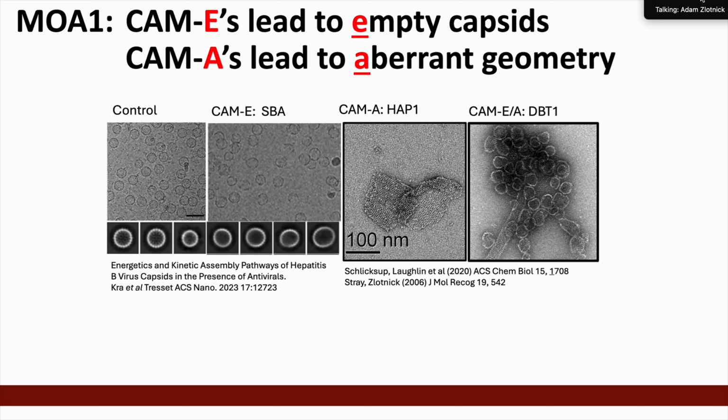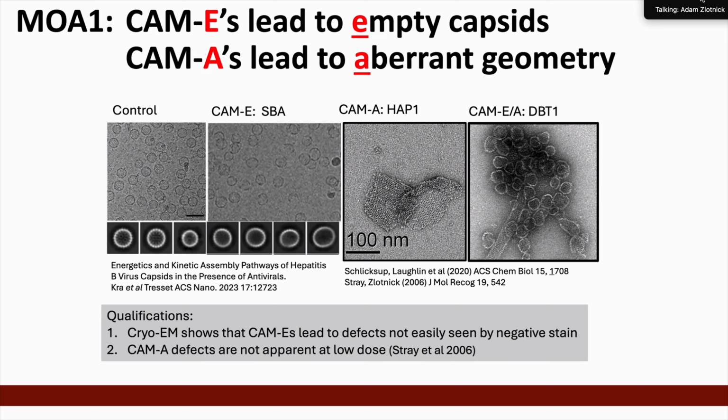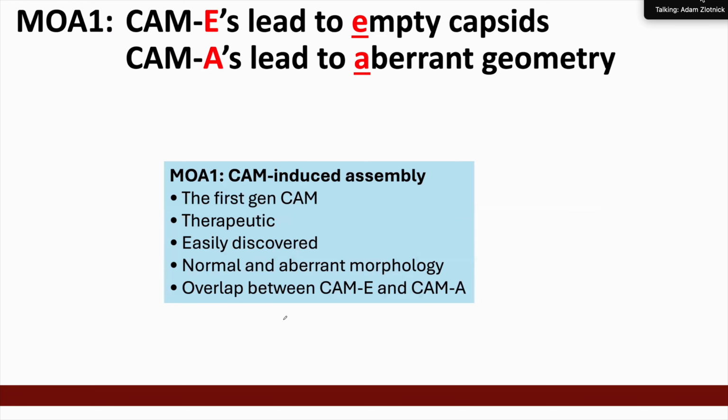Dibenzothiazepines have been identified as CAM-Es and CAM-As, depending on the author, really. But one can see that excess DBT1 leads to tubes and conical particles. So this classification has to be qualified. Cryo-EM shows that CAM-Es lead to defects not easily seen by negative stain, and CAM-A defects are not always apparent when the CAM-A is added at a low dose.